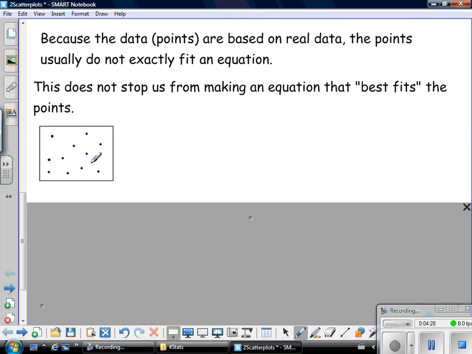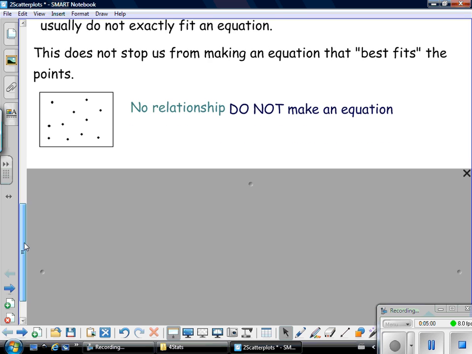So let's look at the first scatter plot. When I see a scatter plot like this, first of all, to me, it looks like there is no relationship. There seem to be points everywhere. It doesn't appear, is it going up or is it going down? Is it a circle? Which wouldn't be a relationship either. So what that means is you do not make an equation. If you made an equation for this, that would be wrong.